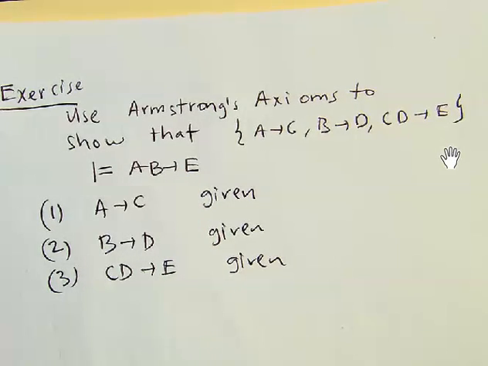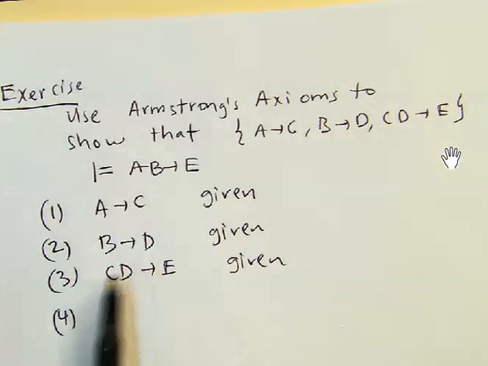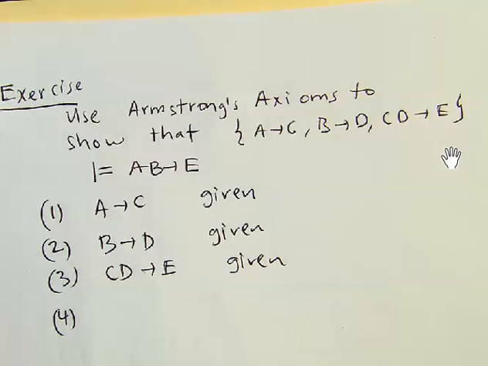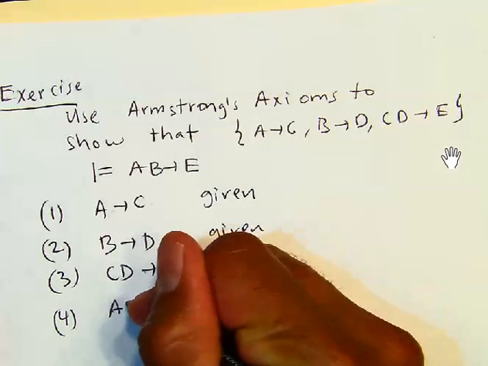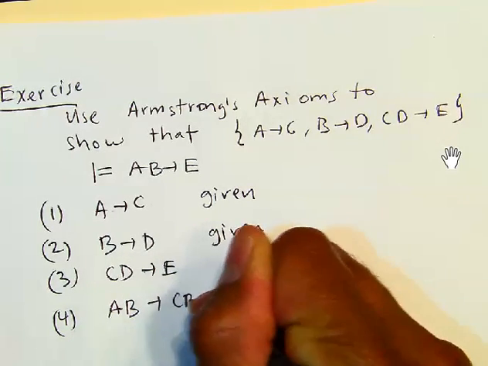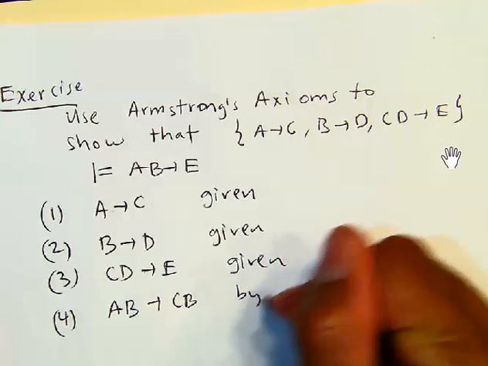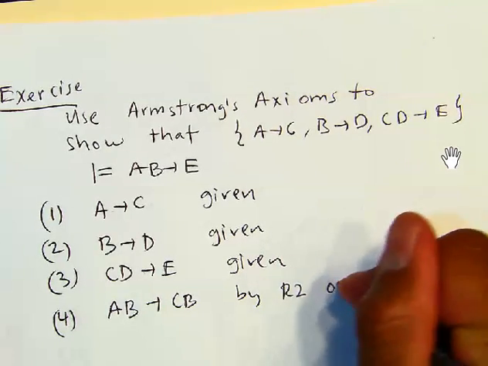So something that we can say as my fourth statement is that, for example, if we do the B in both sides, that's the augmentation rule. So we can say AB implies CB, and this is by rule 2 on 1.